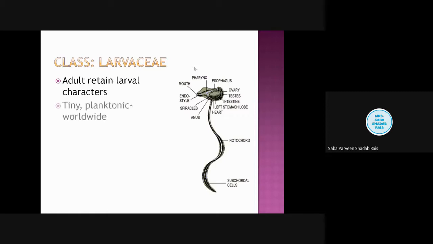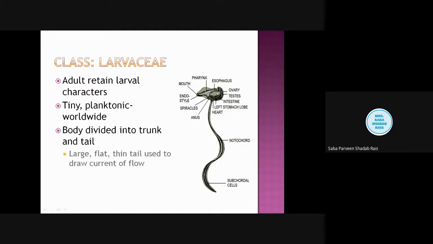When you observe them, they are very tiny marine planktonic forms, and they are cosmopolitan, that means present worldwide. Their body is divided into two parts, trunk and tail. Their tail is very large compared to their body, and very thin and flat. They use their tail to draw the current of water. Let us discuss an example.